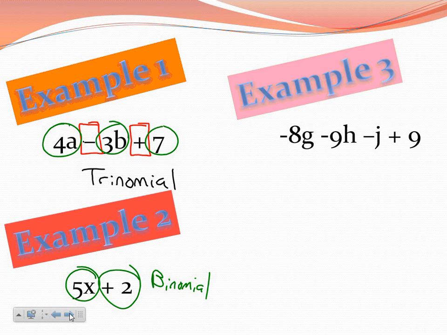How many terms do we have? 4 terms. Very good. What's one of them? Negative 8g. Negative 9g. Negative j. Oh yeah, negative 9h, sorry. Negative j. And positive 9.